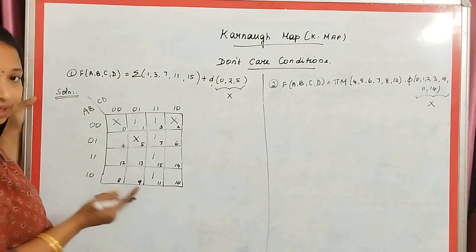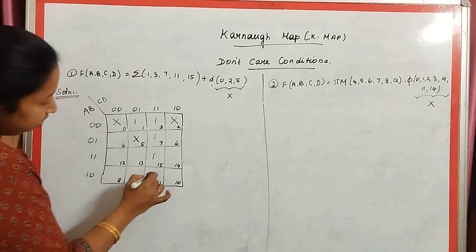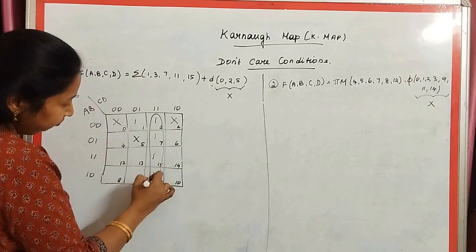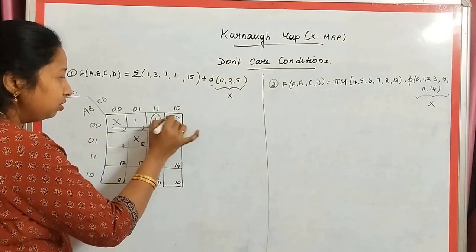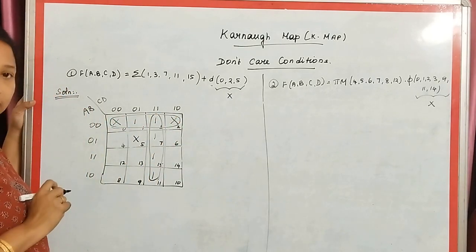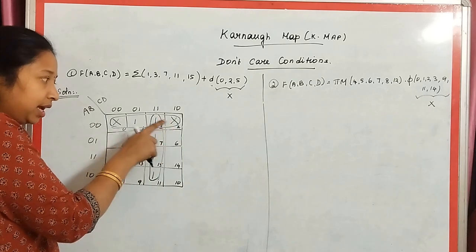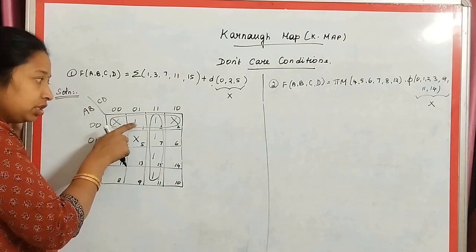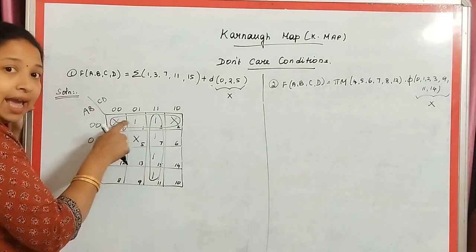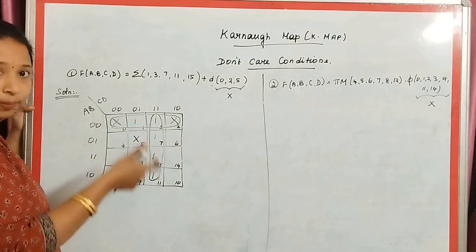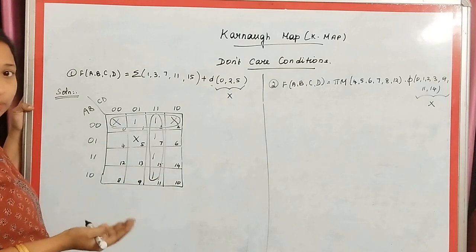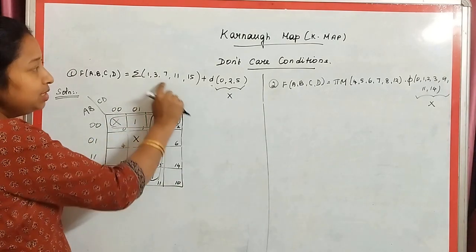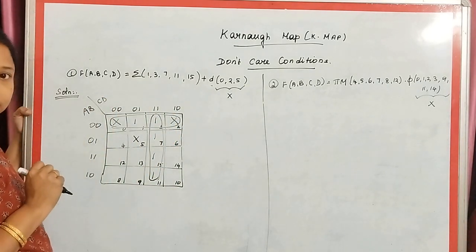The next grouping is 4, which is a quad. Yes, we can make a quad here. This is one quad, right? Here again, you can make another quad. These don't care conditions are used to make the actual minterms form a group. These actually help the actual minterms to form a group. Which are the actual minterms? These are my actual minterms.